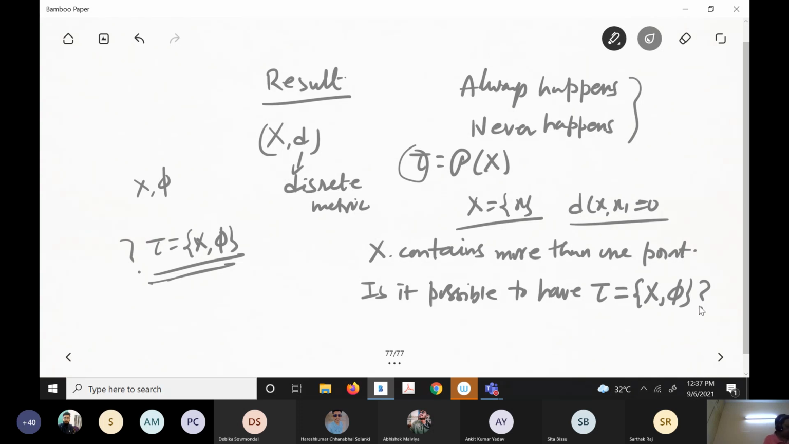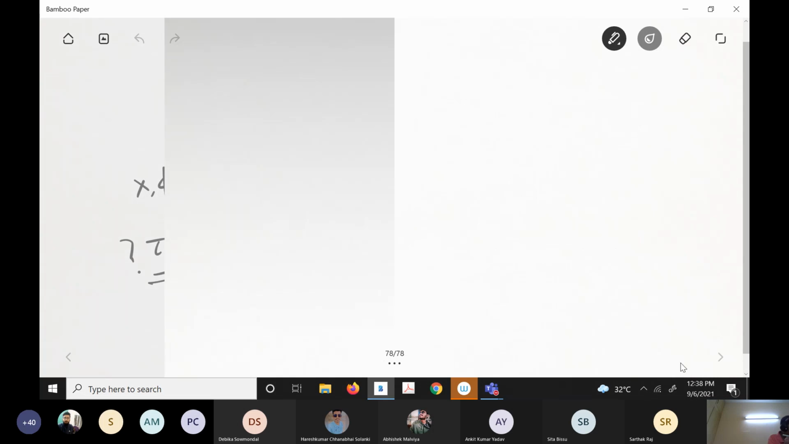Right. Before that, look at theorem 6.5. So think about this. Is it possible to have this? Look, this is the smallest collection of open sets possible because these two will always be there, and the largest I have got, and now the smallest one. Before answering this question, look at theorem 6.5. Let me explain that.